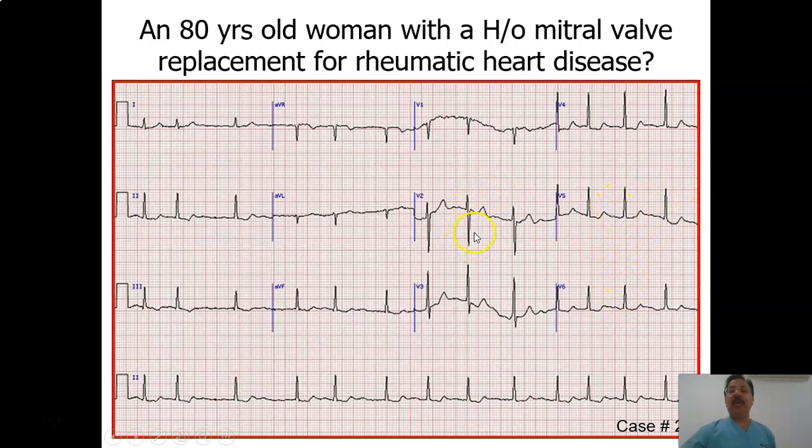So if you combine them, it's less than 7 big boxes, or less than 35 mm. So there is no left ventricular hypertrophy. There is no right ventricular hypertrophy as well.